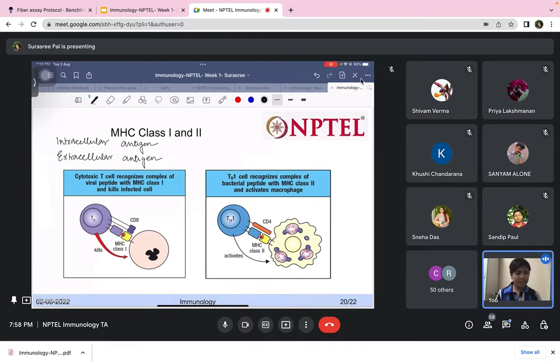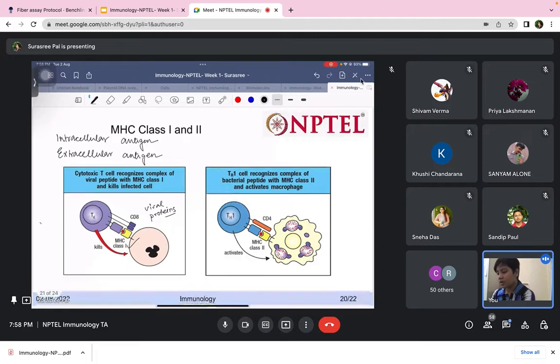So what happens is that when the virus starts producing its proteins, these viral proteins are synthesized inside the cytoplasm of the host, right? And when these viral proteins are synthesized, they are also chopped off and processed and presented with the help of these MHC class 1 molecules. And then what does it do? This MHC class 1 molecule now presents its antigen to cytotoxic T cells.